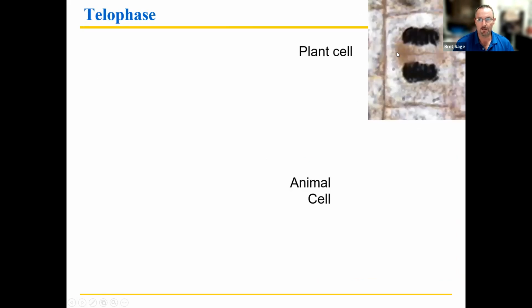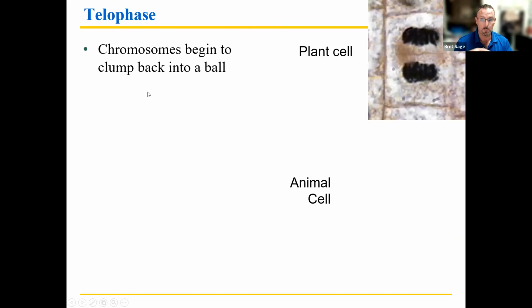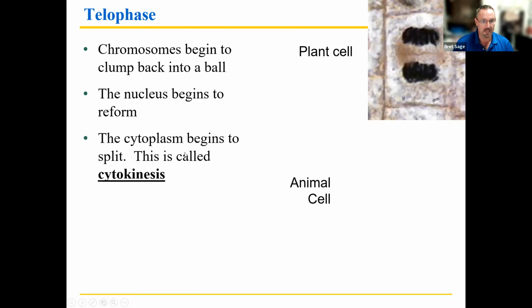Telophase. Now, if you look at telophase, you can see there's a little line forming between this clump of chromosomes and this clump of chromosomes. This is what is called a cell plate, found only in plants. Chromosomes begin to clump back into a ball. Why do they do this? Because you're going to have to form the nucleus around it, and that protects the chromosomes during normal cellular activity. The nucleus begins to reform. The cytoplasm begins to split.